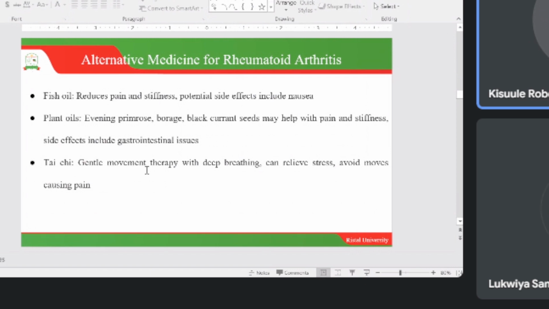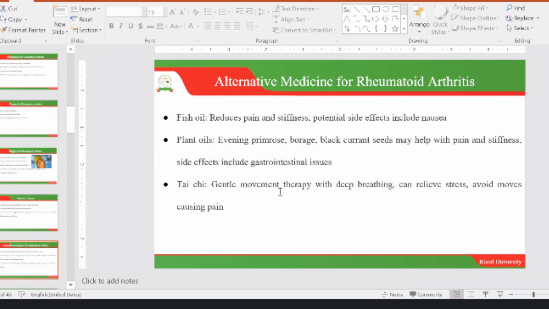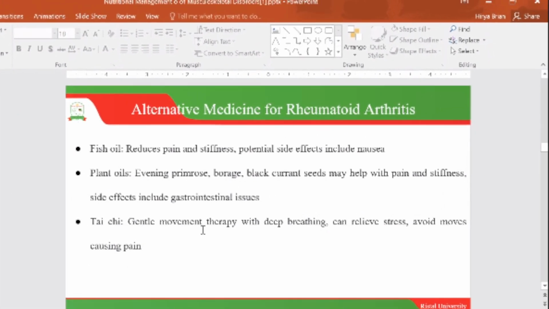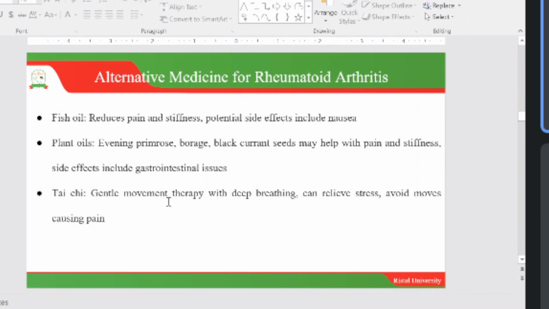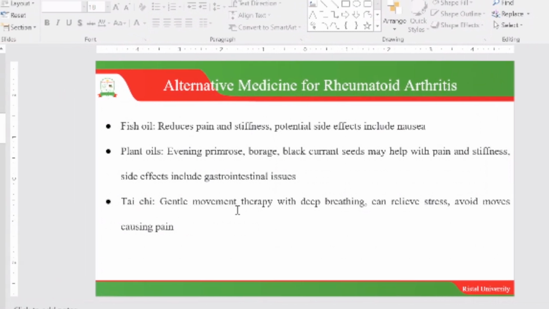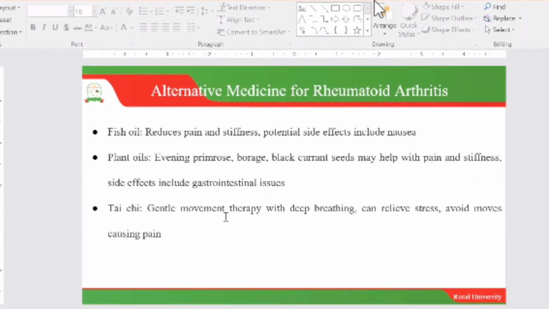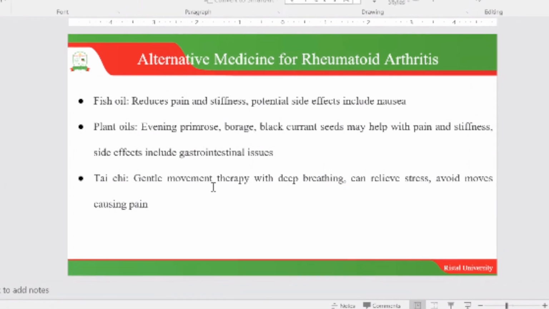And for these omega 3 fatty acids, they have been found to reduce the pain and the stiffness that could be caused by RA, and the potential side effects could be nausea and vomiting, but it is really a cheap price to pay compared to the overall dysfunctionality of that particular part of the body. Things to do with antioxidants, those have been mentioning ginger, etc. Plant oils, here they're looking at black currants. This may help pain, and the side effects could include gastrointestinal issues.